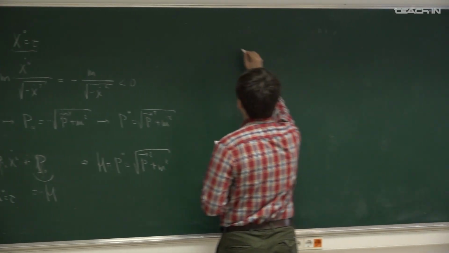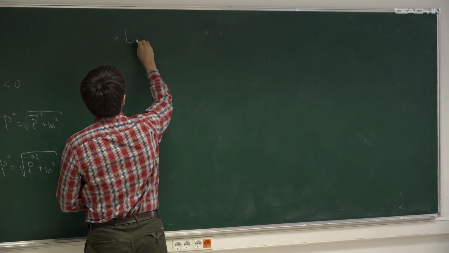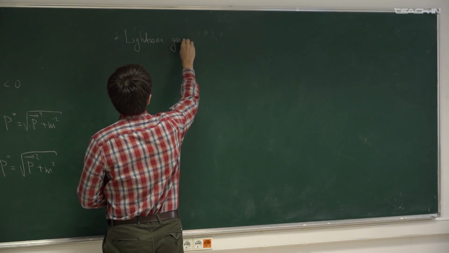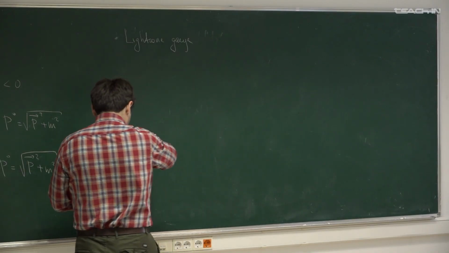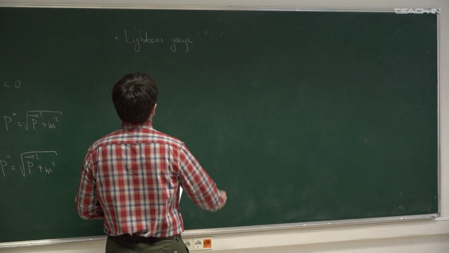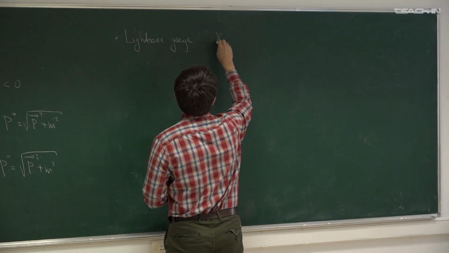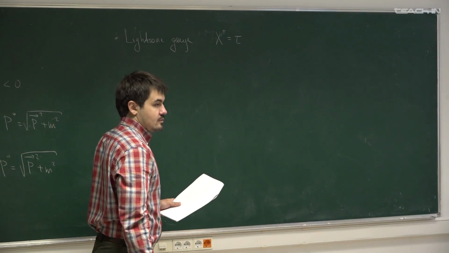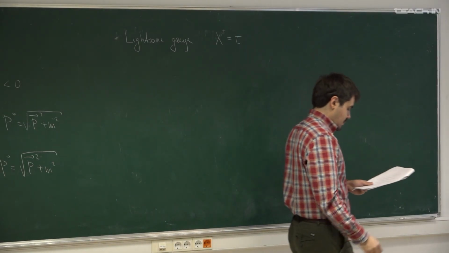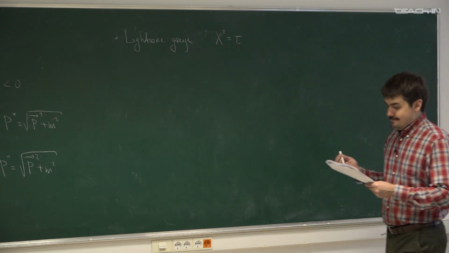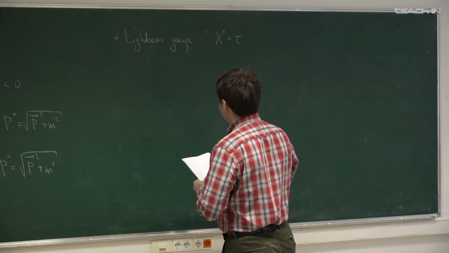So light cone gauge says that x plus equals tau. Okay, instead of x0 equals tau, we said x plus, where x plus was that light-like coordinate, x0 plus x1, right? And so the meaning of this is the following.